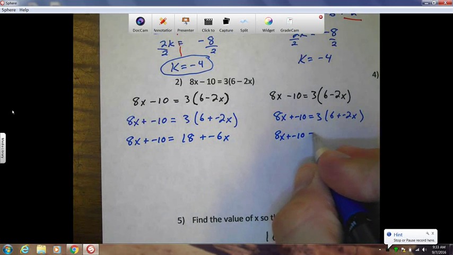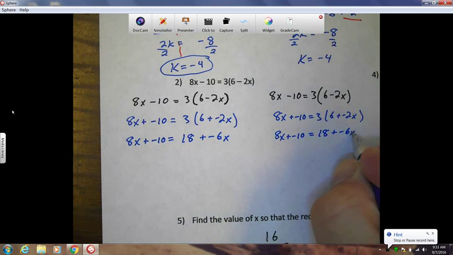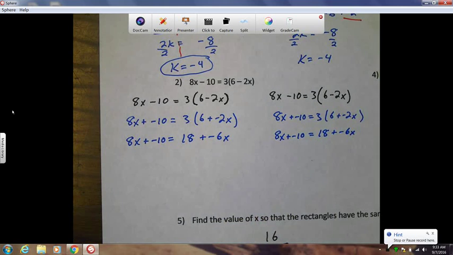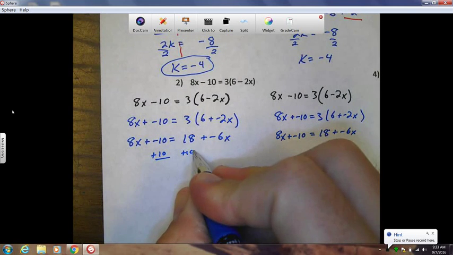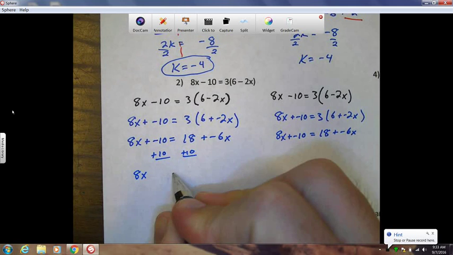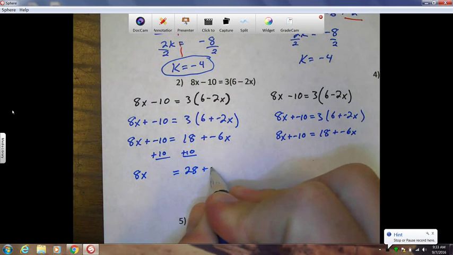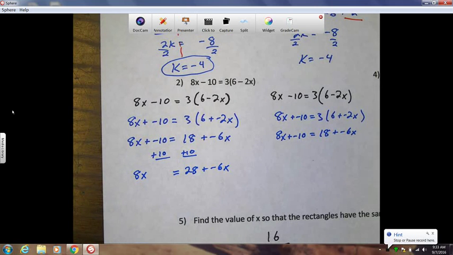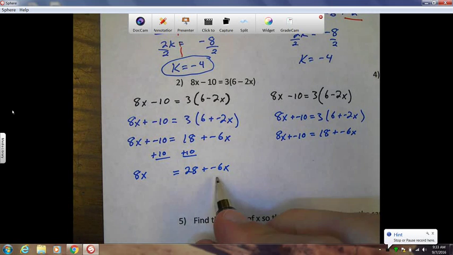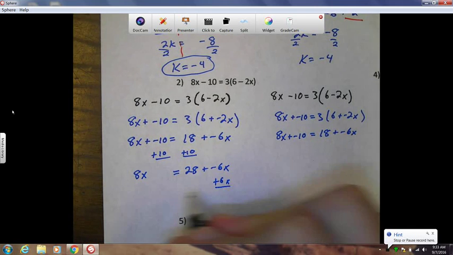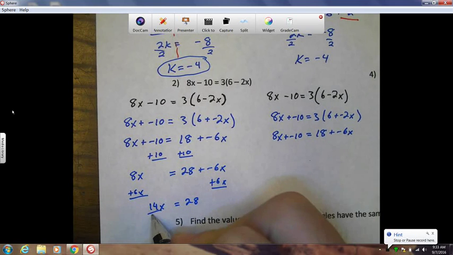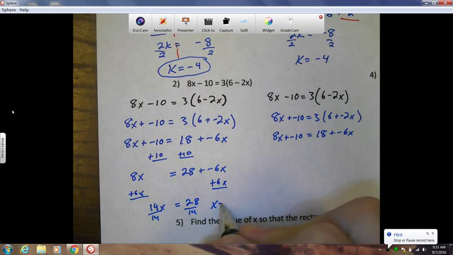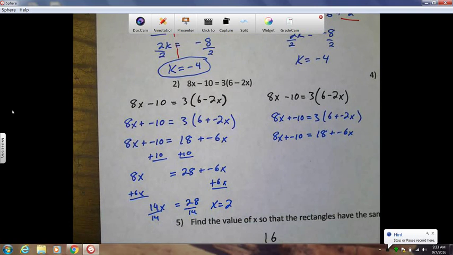Now I'm going to solve it in 2 different ways. It doesn't matter which way you do it. So first thing I'm going to do is add 10 to both sides. Now I need to add 6x. Divide by 14, x is equal to 2. So you can always double check. So those added to 0, these added to 0, so it works.